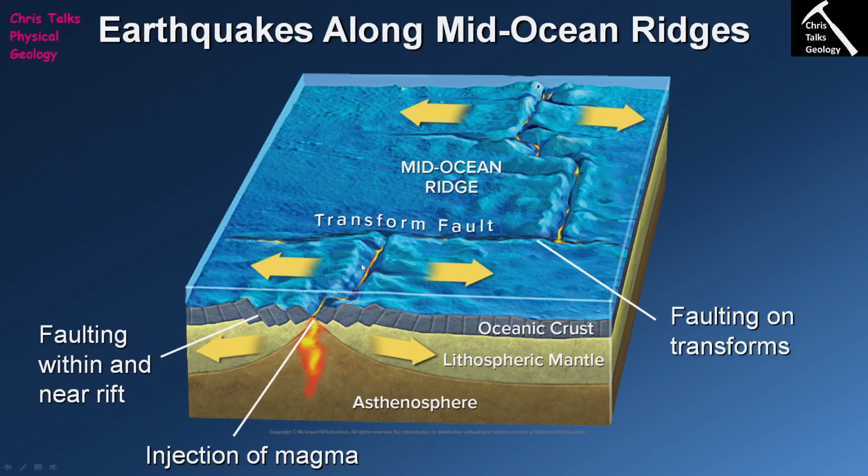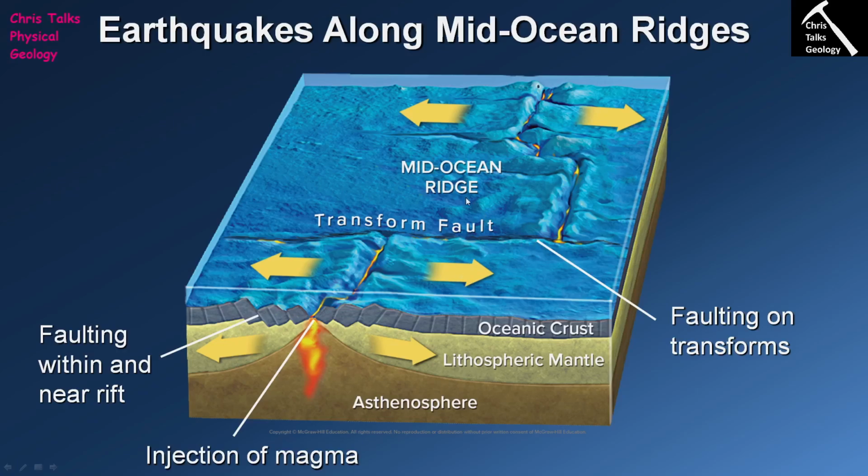And the same thing is happening here. New oceanic crust is being formed here, so this block is trying to move to the left, and this block is trying to move to the right. However, in order to allow that movement, in order to allow this block to go this way and this block to go this way, we obviously must have a fault here.